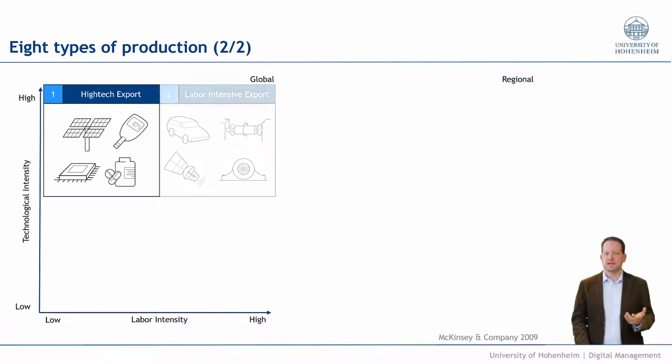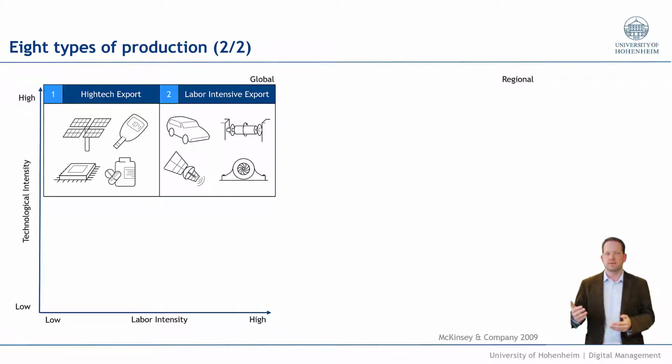That's the high-tech export. If we stay with high-tech and global market, but increase the labor intensity, then typical examples are automotive and machinery products, also air and space products. These are less automated, more high in labor intensity, but still high in R&D, and still so high in their value that they are typically shipped globally.